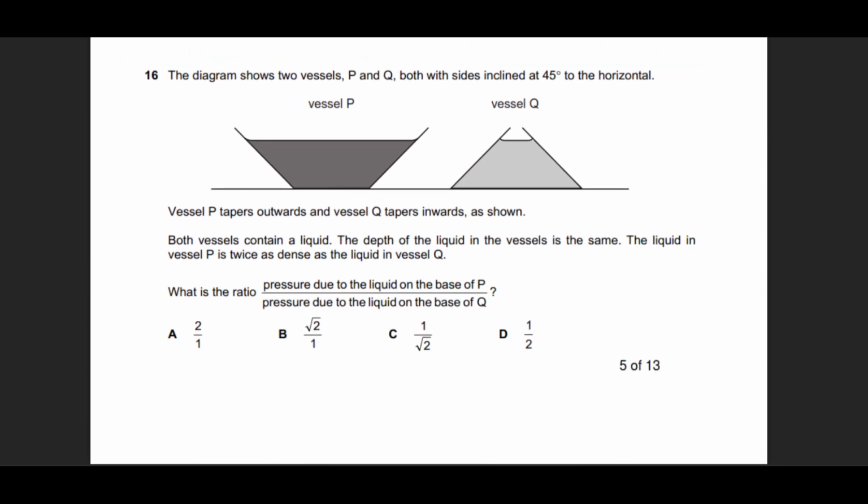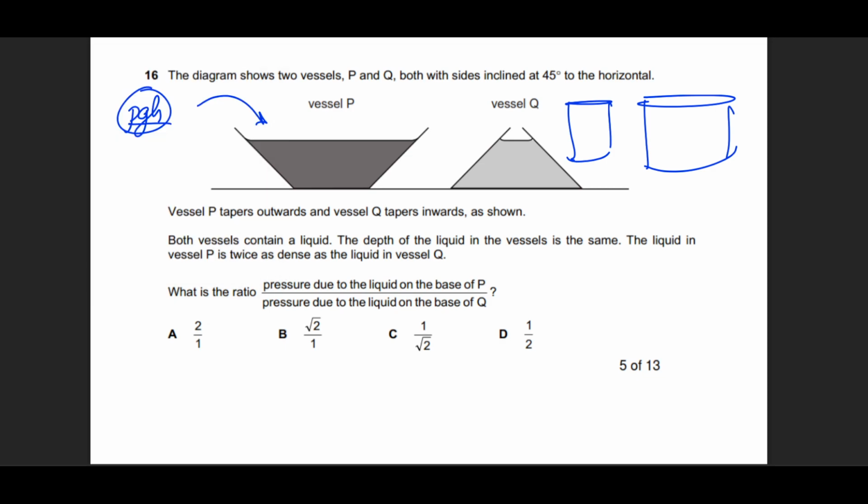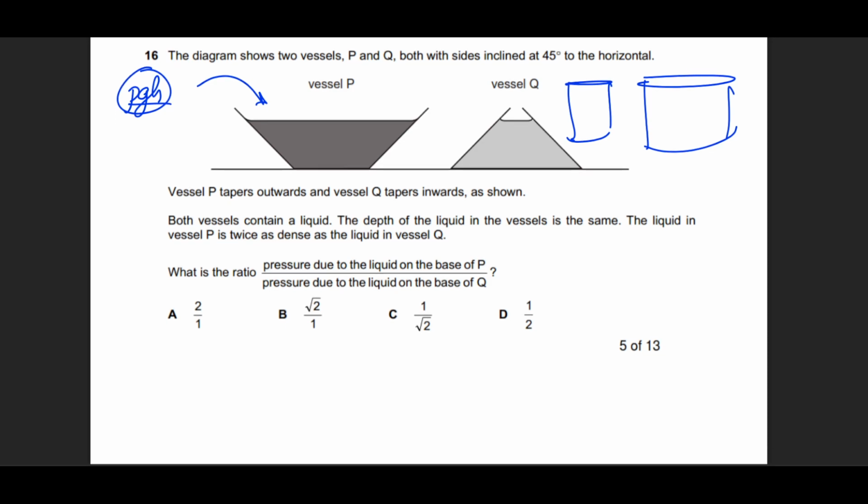Again, a straightforward question. We understand that in terms of liquid, the formula rho G H does not care about the shape of the container. Whether the container is thin or thick, it does not matter. Rho G H has no variable representing the shape of the container. So he says that the density of the liquid in vessel P is twice as dense. So this is 2 rho and this is rho.